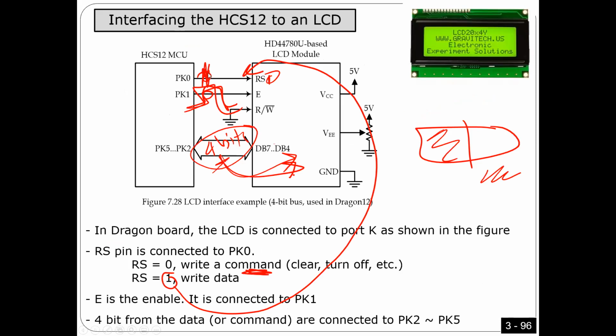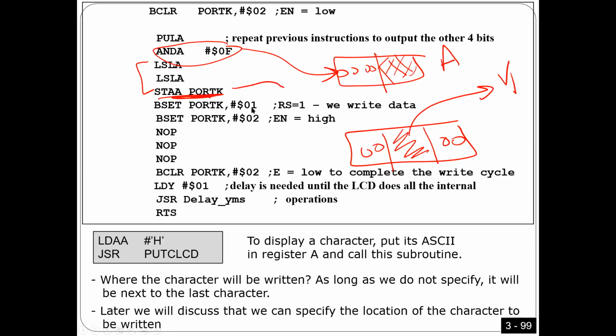BK0 is 1, right? Here, okay? And then I'm gonna generate a pulse exactly as I did before. Pull high, wait some time, pull low, right? Now I am done. So now I send the byte. At the very end, I'm gonna just wait a very little time.